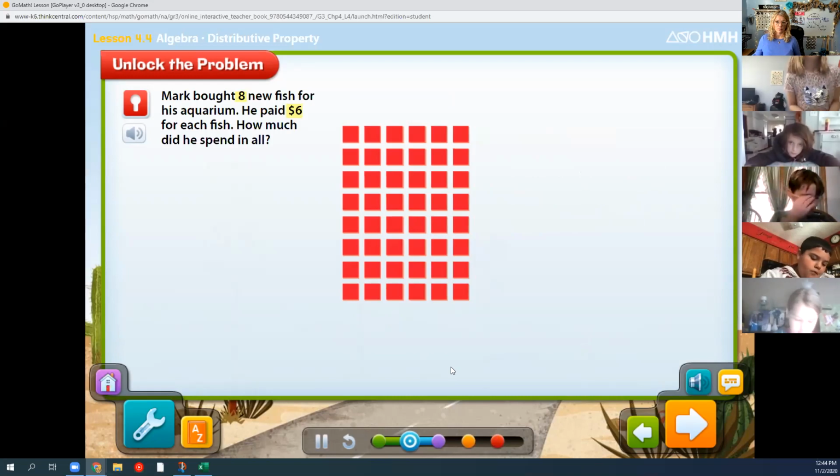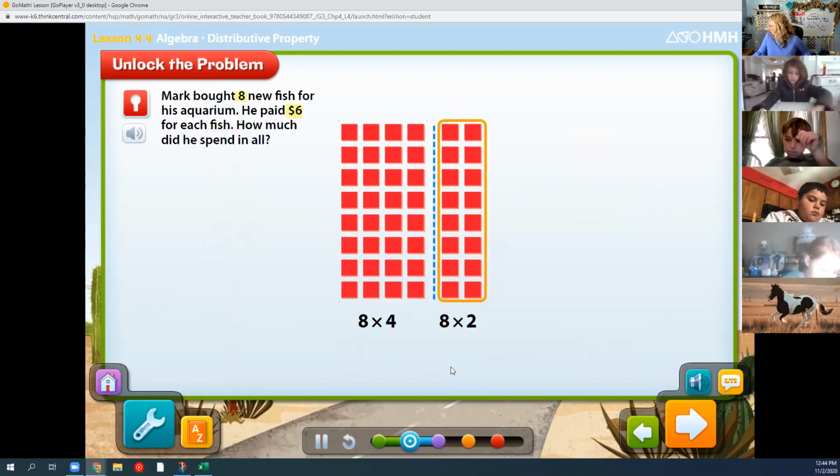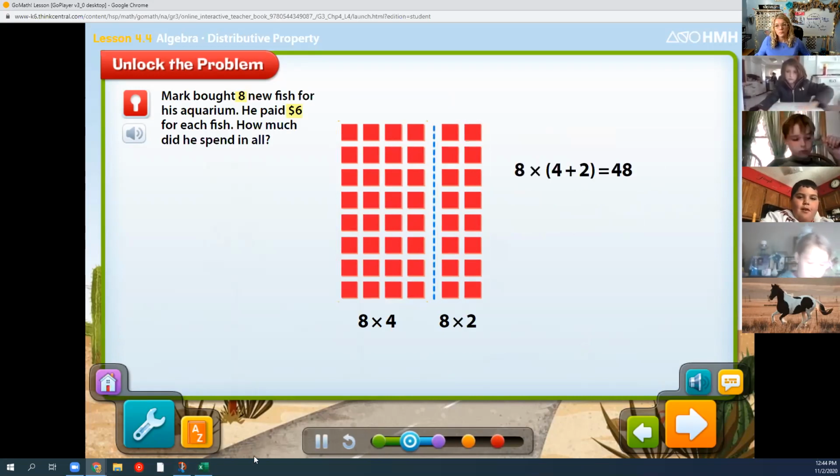What other ways could you break apart the 8 by 6 array? You can break the array into 8 rows of 4 squares and 8 rows of 2 squares. 8 times (4 plus 2). So he's writing it a little differently. He's putting the 4 and the 2 in parentheses, but he's doing exactly what I just showed you on the whiteboard. So don't let that confuse you.